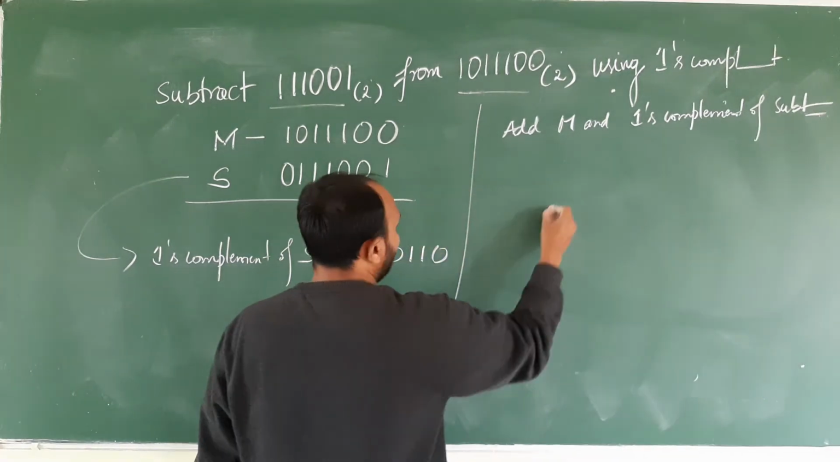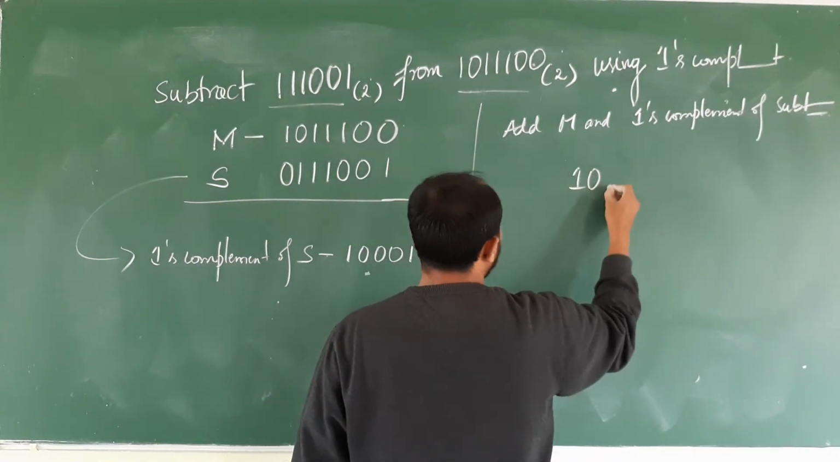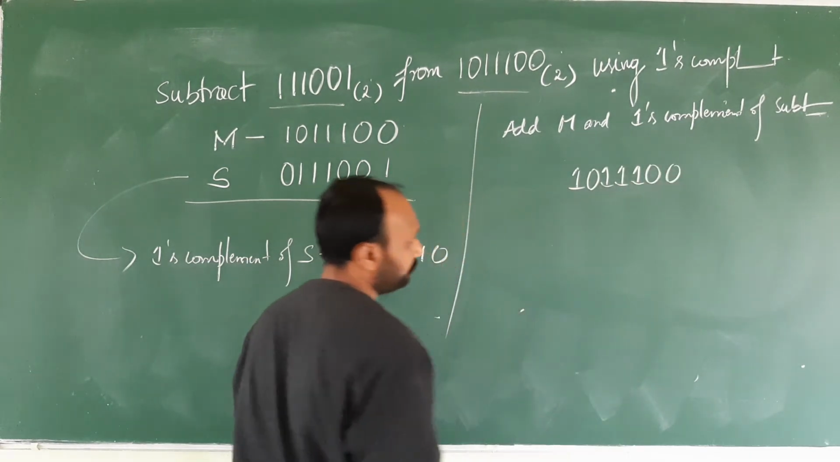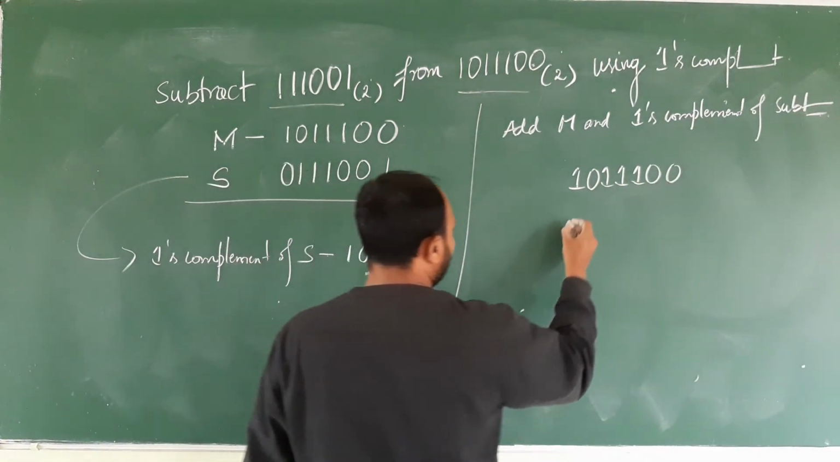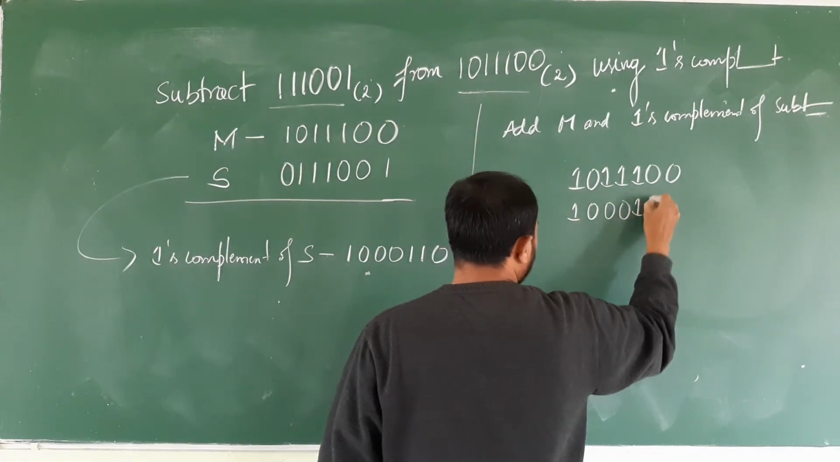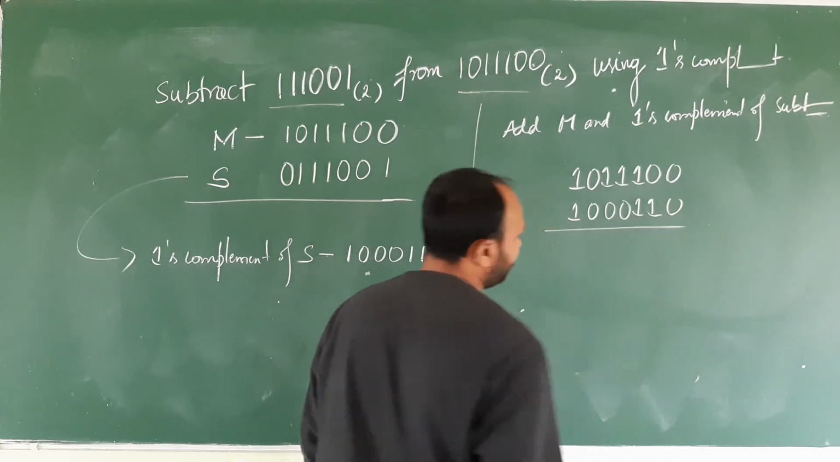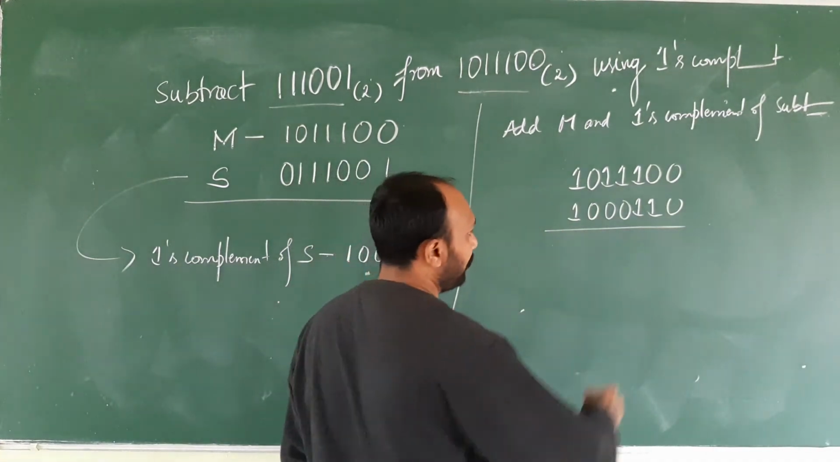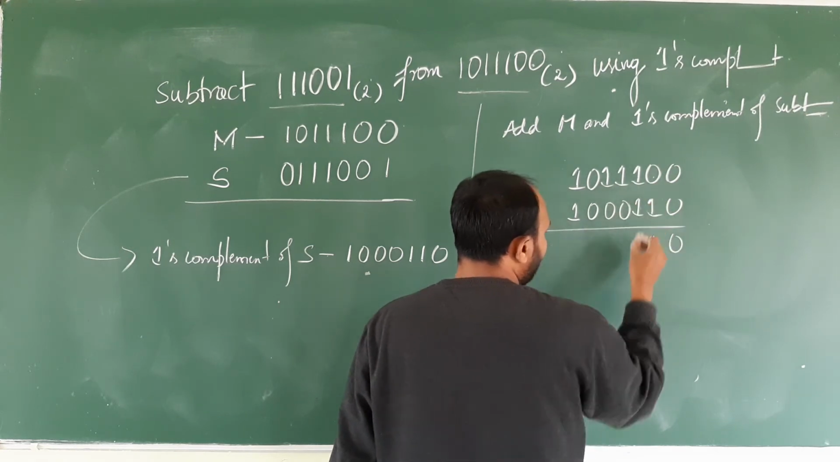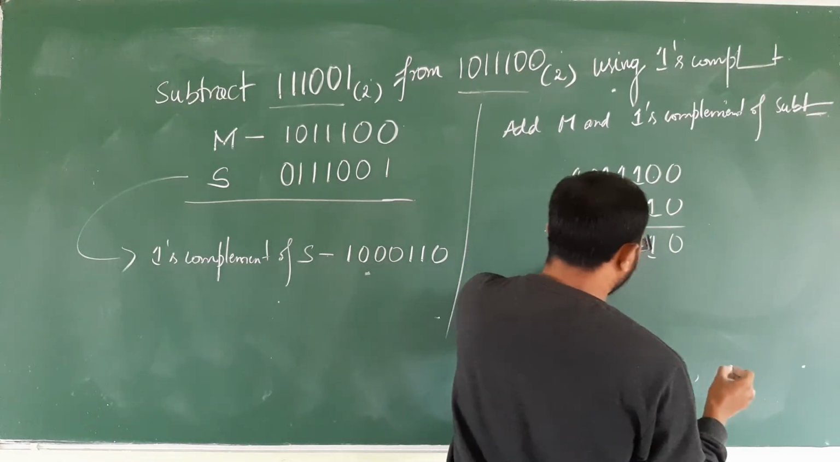Okay. So what is the minuend value here? 1 0 1 1 0 0 0. What is the 1's complement of the subtrahend value? 0 0 0 1 1 0. Now let us add them using binary addition. 0 plus 0 is 0, 0 plus 1 is 1, 1 plus 1 is 0 with a carry of 1 to the next level.